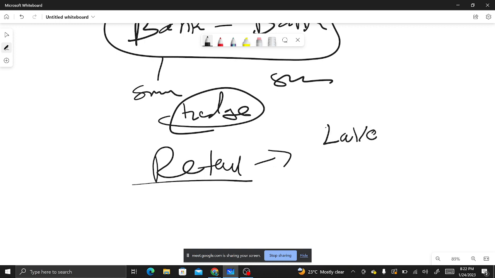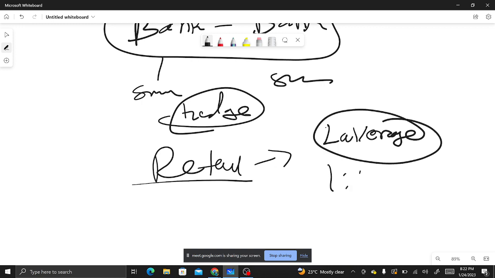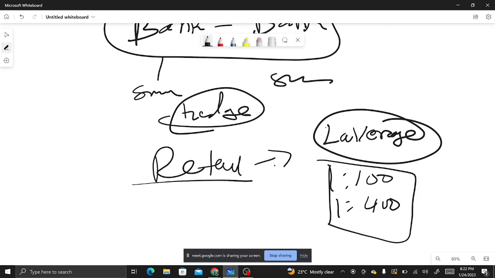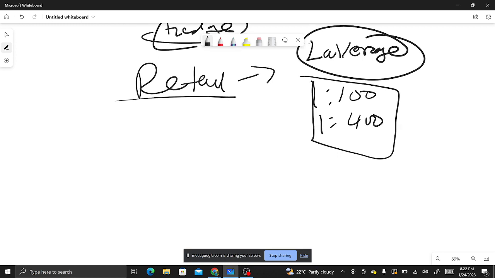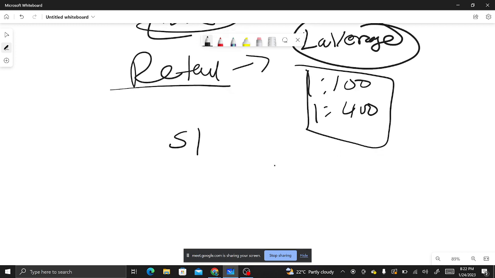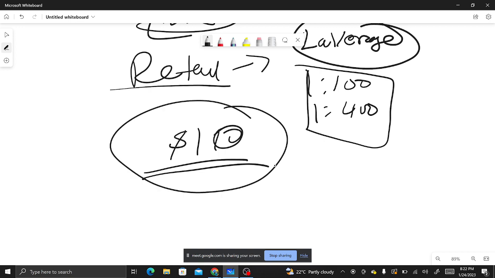So utaingia kwa FXPesa utaona kitu inaitwa leverage. Maybe kuna leverage ya 1 to 100, kuna 1 ya 400. So what this means is that it will just help you to enter into the market. Okay, for example, kuna watu wana trade na $10, but in real sense on the forex market you cannot trade with this amount of money. So what FXPesa will just do is to provide you with what we call the leverage.